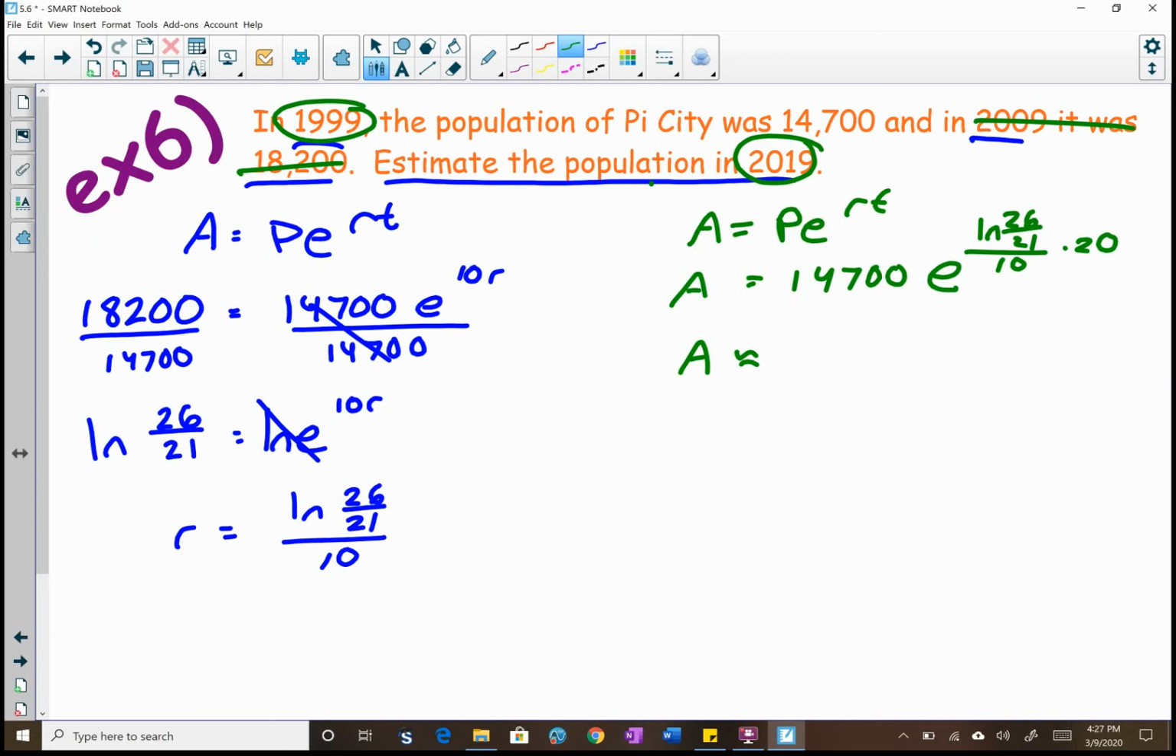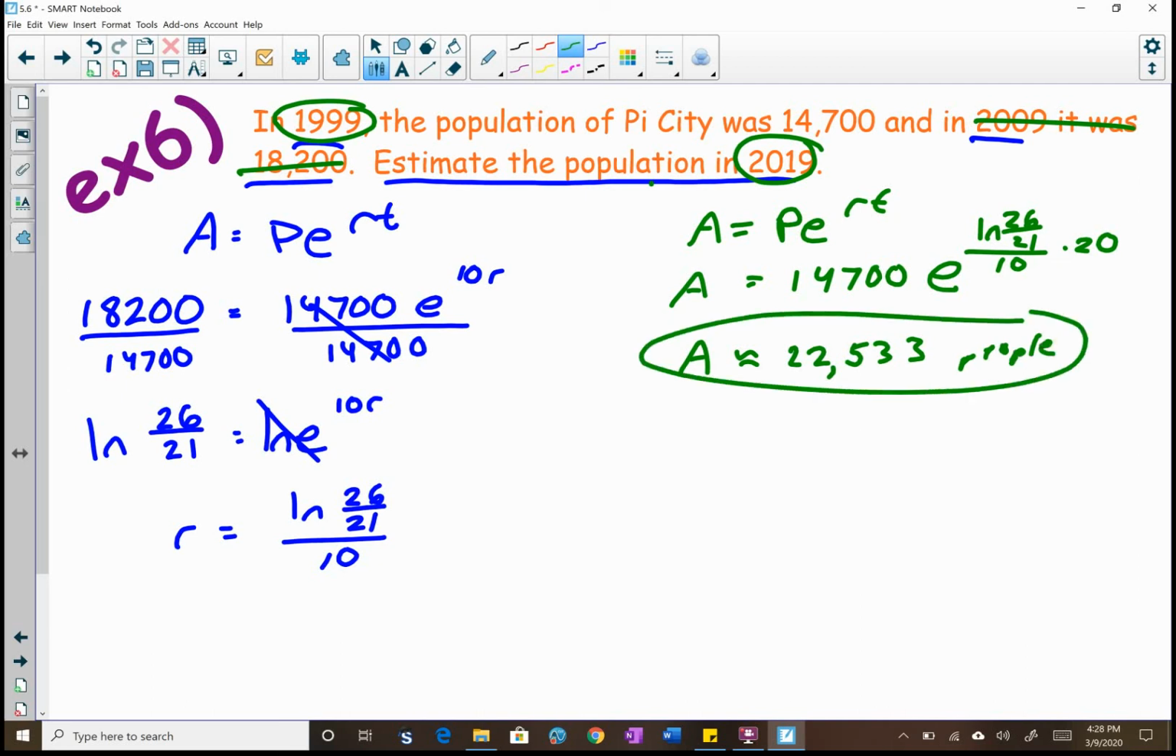I got 22,533. Once again, I always round down. That is people.